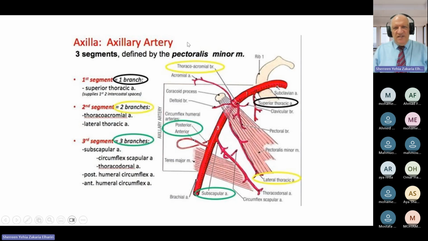These are the branches of the axillary artery, which is important. The first segment has 1 branch, the second has 2 branches, the third has 3 branches. What is important for surgery, not in anatomy, is the thoracoacromial artery, because it has 4 tiny branches that can easily be injured during dissection of the axilla in lymph node dissection for breast cancer.